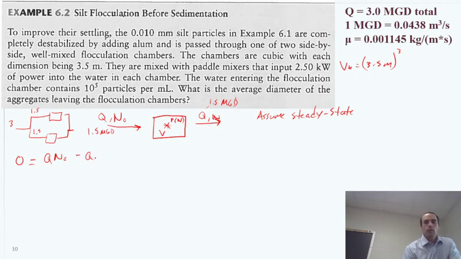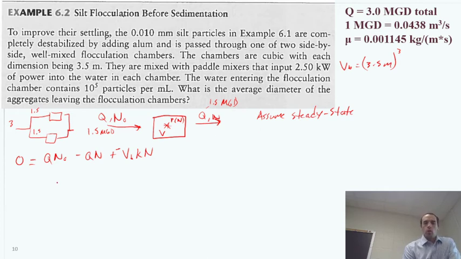minus Qn plus our reaction term in that volume is going to be a negative VKN. Okay, so far so good. We've got our typical mass balance.